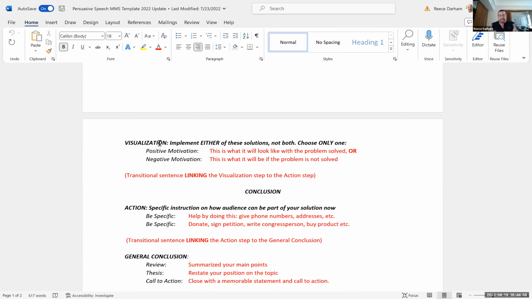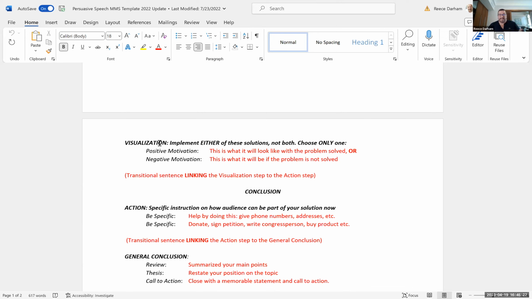Depending on your argument, I can't tell you whether positive or negative motivation is a better visualization to have, but choose either or. You can't have both. That would then, it just doesn't make sense. It sort of counteracts each other. You could only have one, either positive or negative. So please choose one of those cognitive visualizations and make sure it's not just a repeat of what you said in the problem or solution.